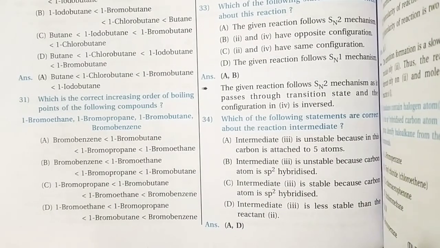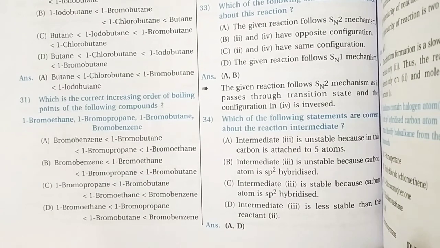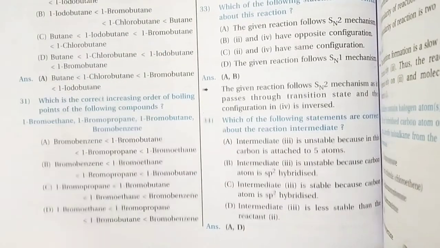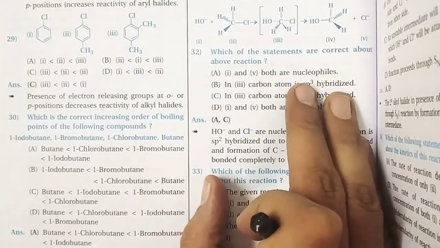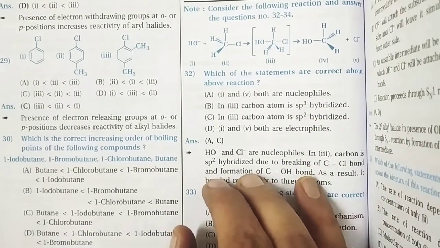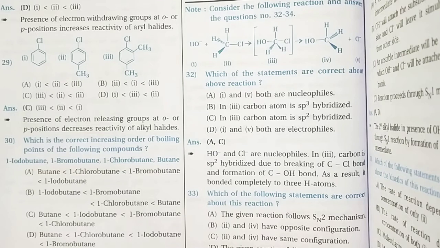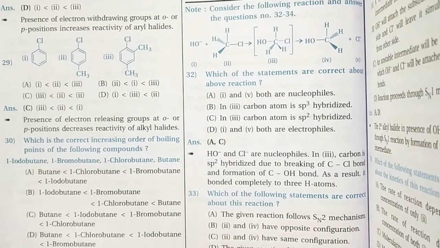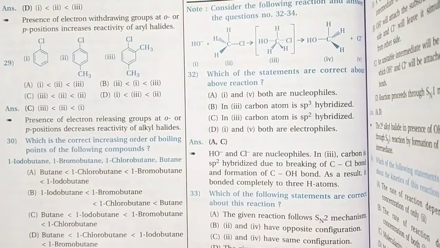So these questions up to 31 are multiple choice questions with only one option. Now we move to another portion, which is multiple choice questions having more than one correct option. Consider the following reactions and answer question numbers 32 to 34. So what is given?